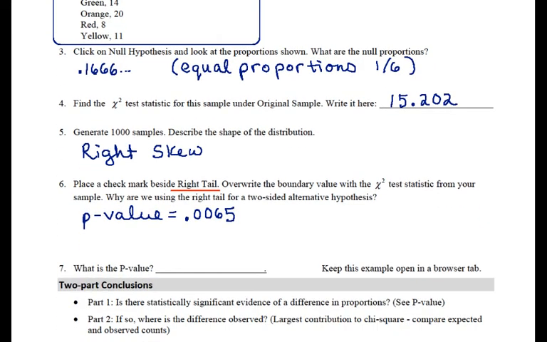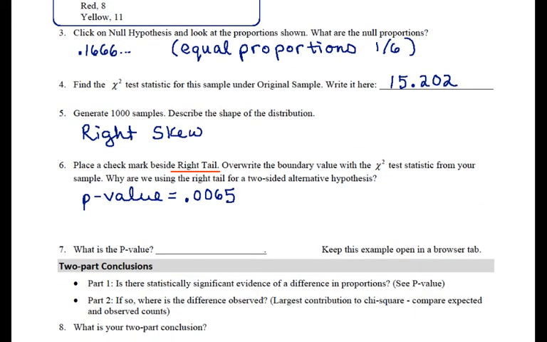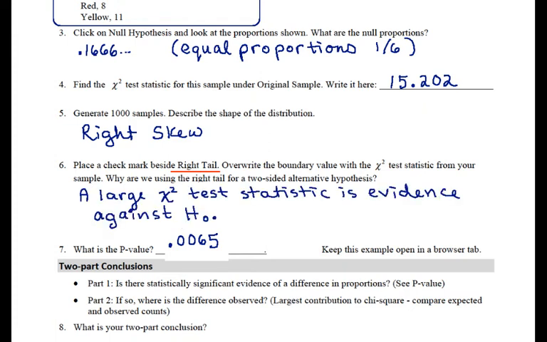So, scrolling down a little bit, I now realize I want to move that answer down to here and answer the question that we just described verbally. The reason we're interested in a right tail is that a large chi-square test statistic is evidence against the null hypothesis. So we're going to write a two-part conclusion. Let's go ahead and keep this example open in a browser tab because we're going to want to look back at it again soon.